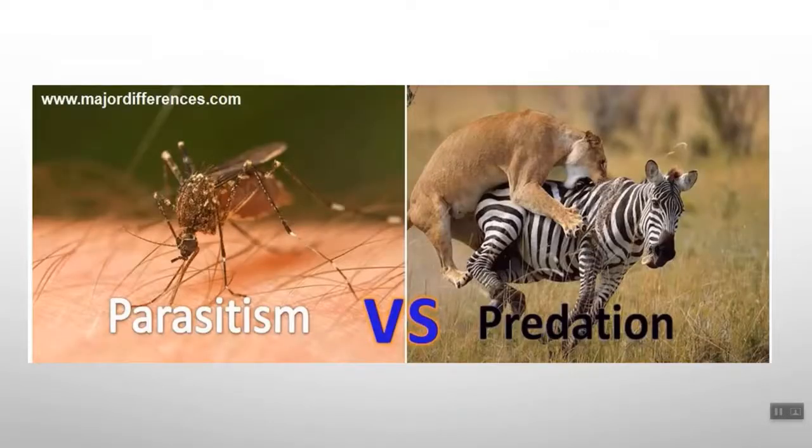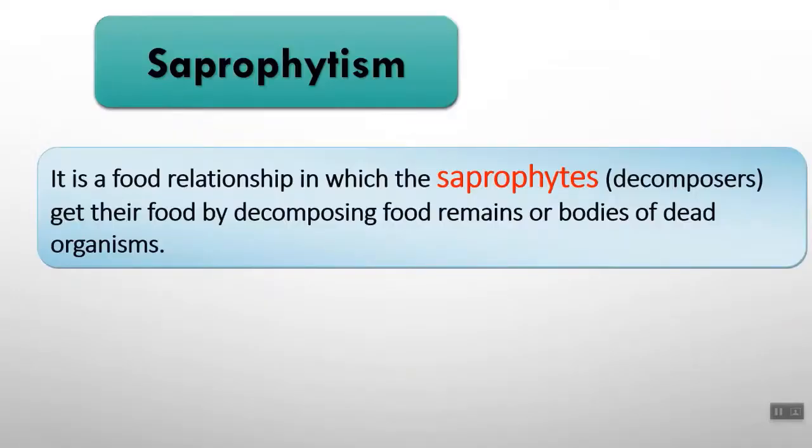What is the difference between parasitism and predation? There is a great difference between them. We know that in predation, the predator kills the prey, while in parasitism, the parasite feeds on the host's food and may cause many diseases, but it doesn't kill the host. And now, number 3, the third relationship is called saprophytism.